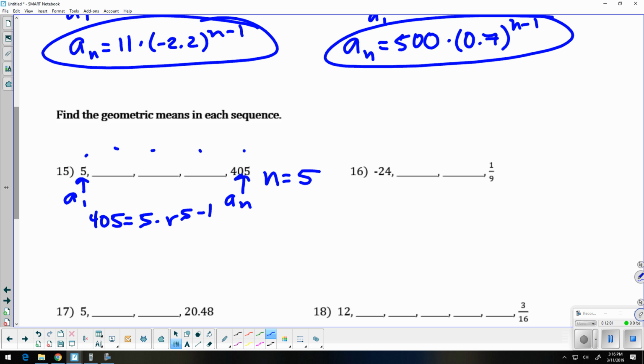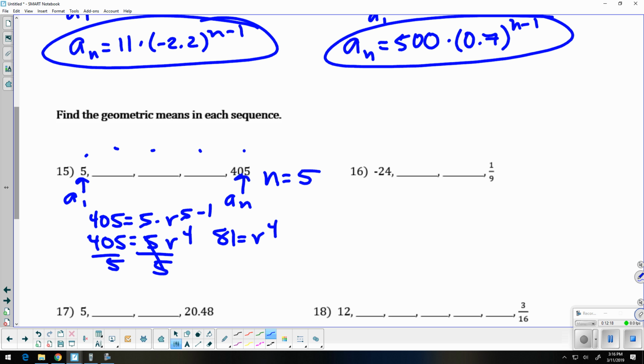So 405 equals 5 times r to the 5 minus 1. Next thing, I'm just going to fix my exponent. That's obviously just 4. And now just think about how you get r by itself. First, you'd probably want to divide by 5. So getting r by itself, that gives me 81.